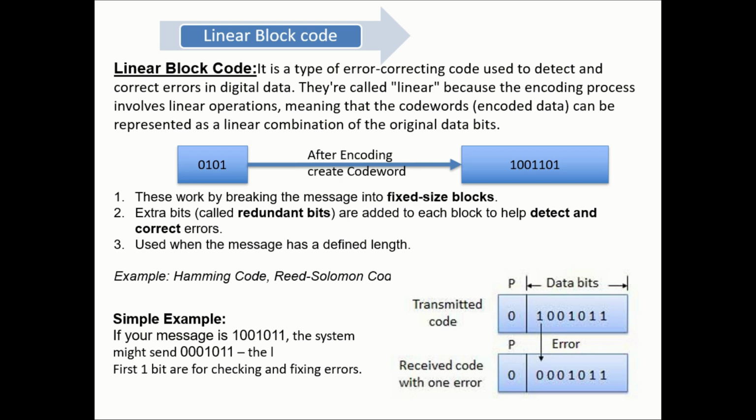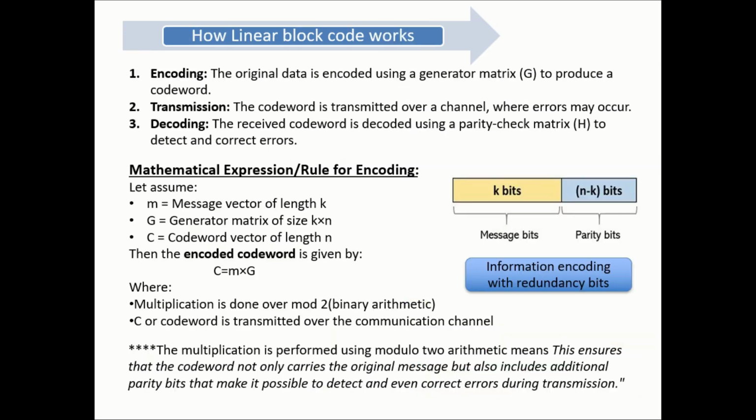The P bits are for checking and fixing errors. If an error occurred during transmission, like changing one bit from 0 to 1, the redundancy bit helps the system detect and correct the error on the receiving side. That's how linear block codes improve the reliability of data communications. So let's go to the next slide where we can understand how the linear block code works.